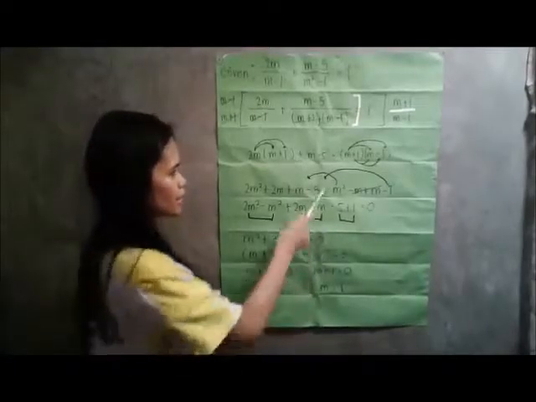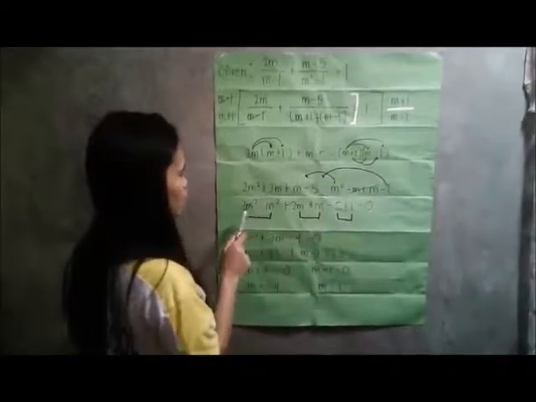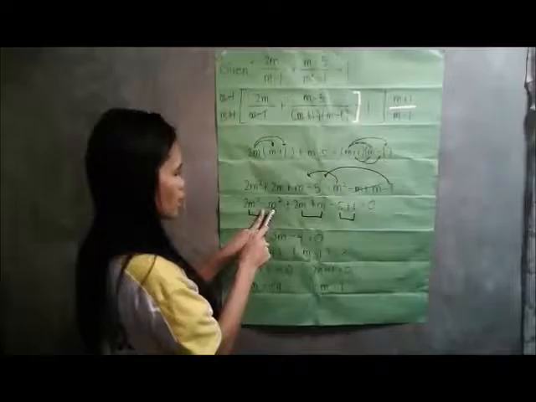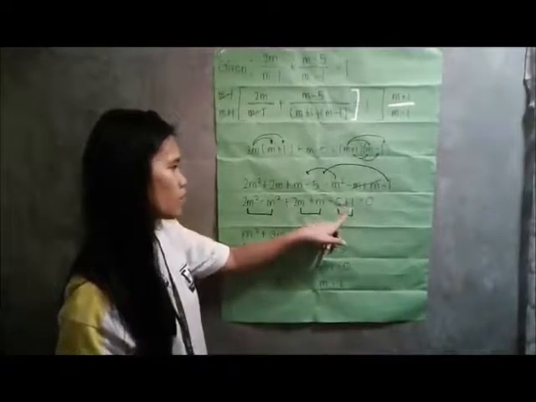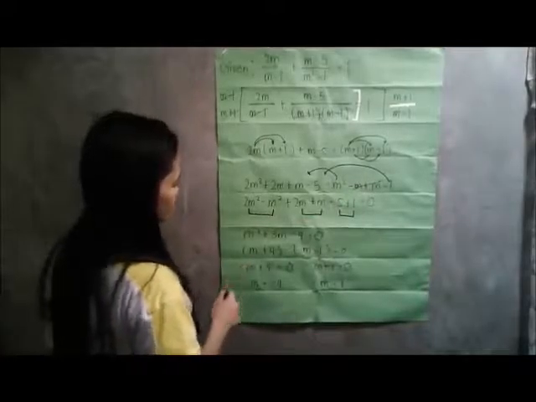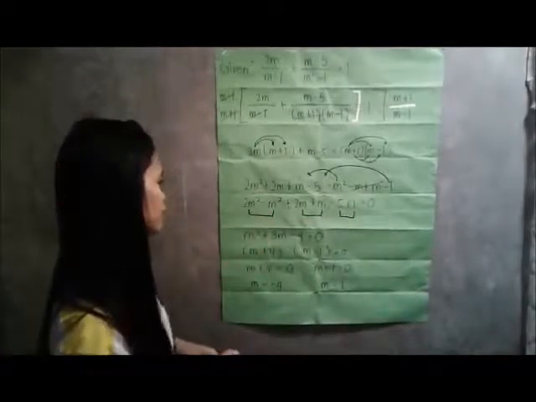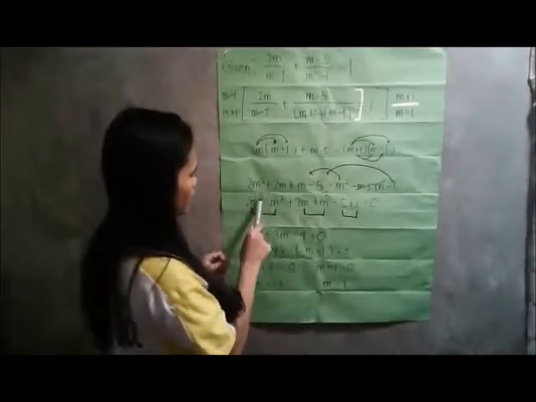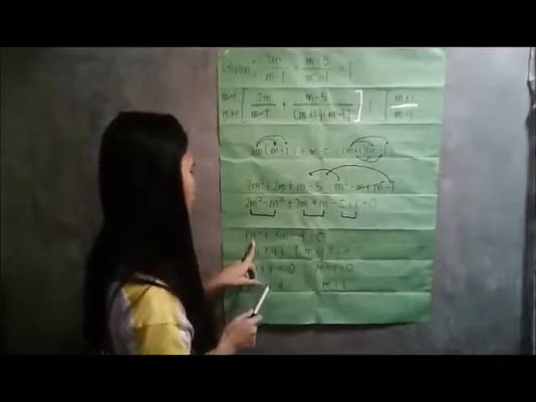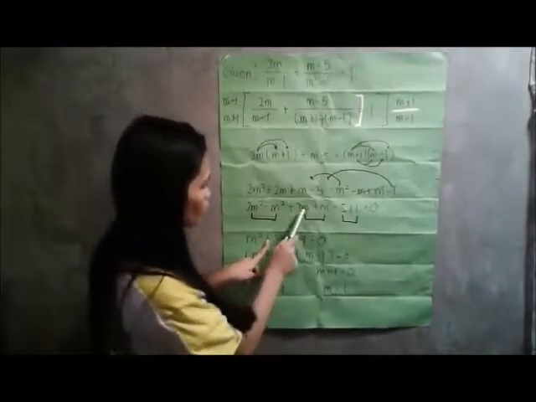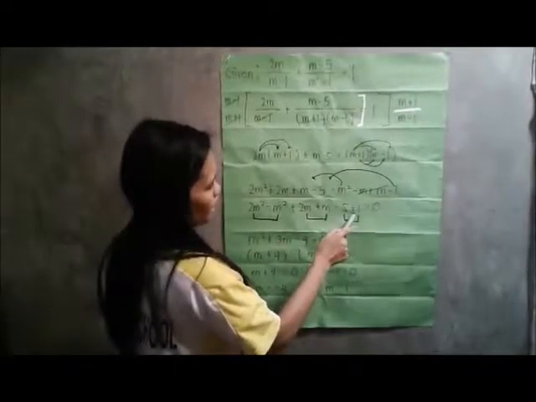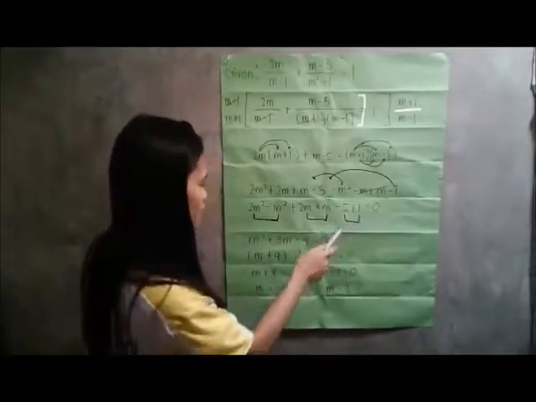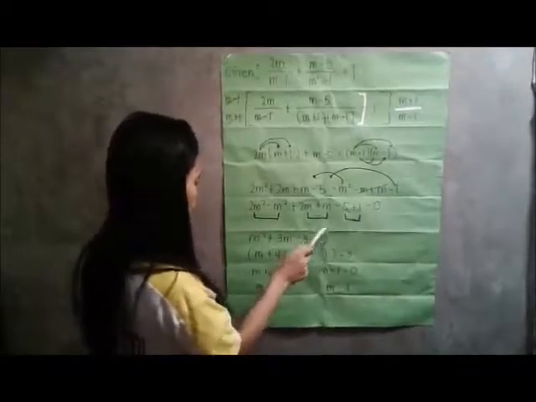Applying ATE. Lipat natin sa kabila. Magiging 2m squared minus m squared plus 2m plus m minus 5 plus 1 equals 0. Pagsamahin natin yung like term. 2m squared minus m squared magiging m squared. 2m plus m magiging 3m. Negative 5 plus 1 magiging negative 4 equals 0.